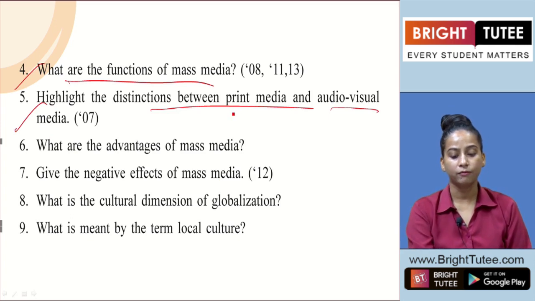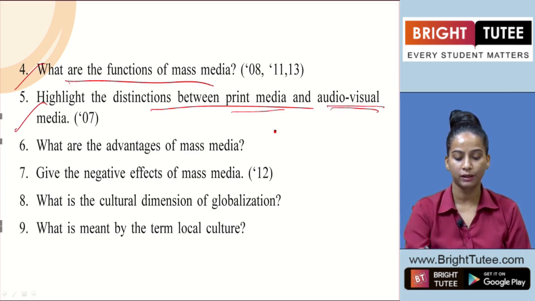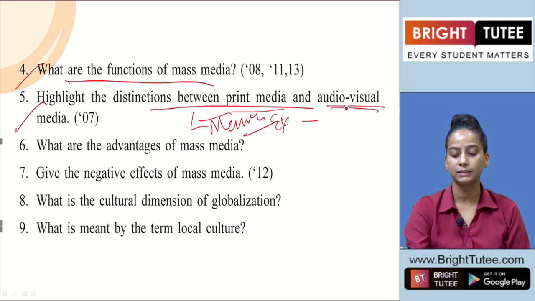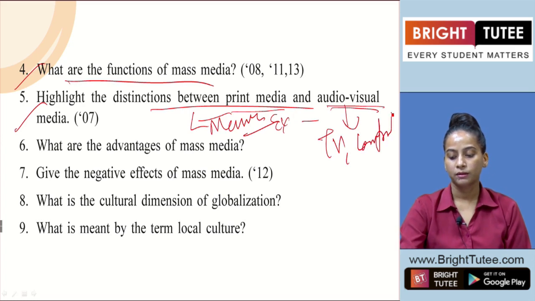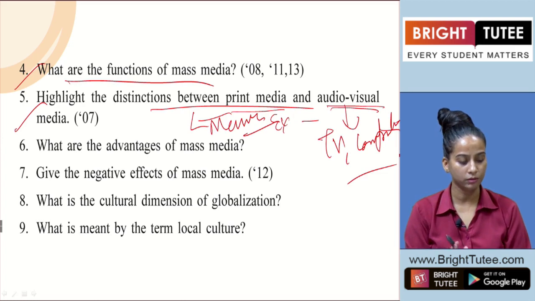We can define here how print media is in printable form and this audio visual media. The examples also we have to give, like here we can give the newspaper, journals, magazines. Here in audio visual, television, computers, all these examples can be given. So you need to distinguish between the two.